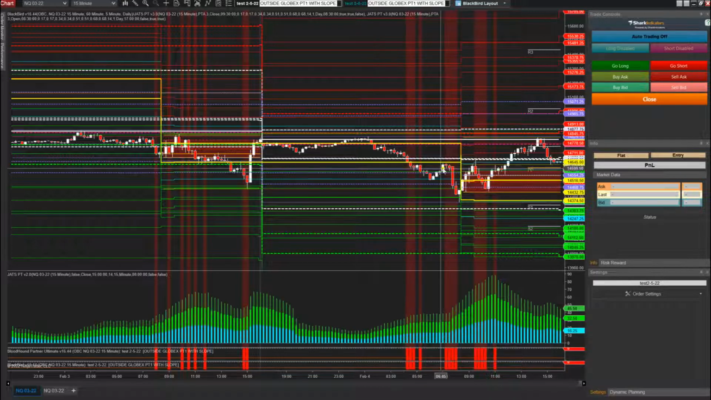Alright guys, or you can just dynamically trade it directionally yourself in the platform without BloodHound and Blackbird, or you can code it yourself. You have access to the plots. So if you are a programmer, then you can code your own signals using the PT indicator plots.